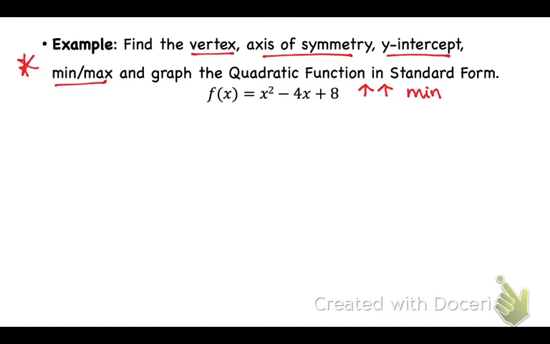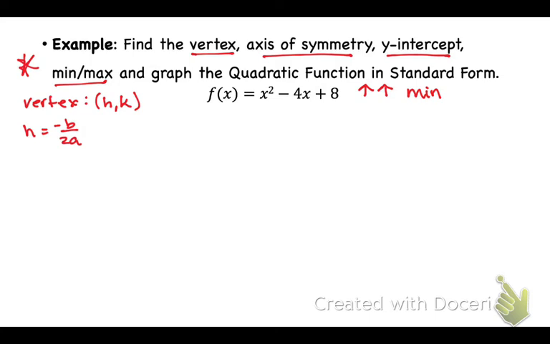The vertex. How are we going to find the vertex? Because it's not in vertex form. By doing what we just did, right? Because the vertex is H comma K, and H is negative B over 2A. You need to write that every time you use it because it is not going to be given to you on a test, and I'm going to ask you to do this.